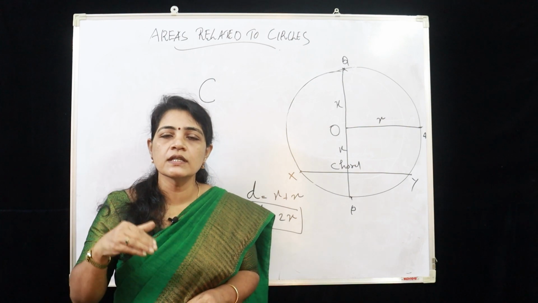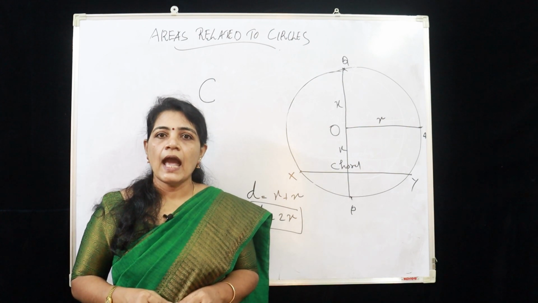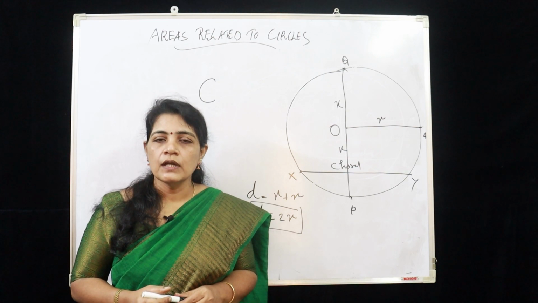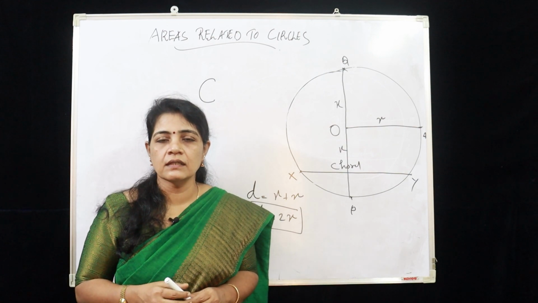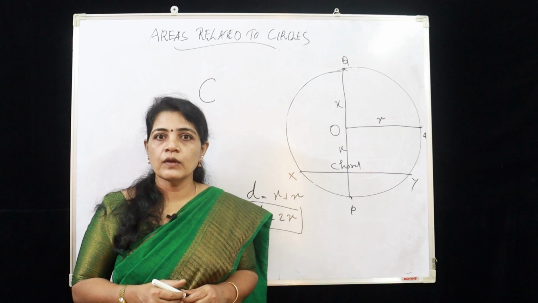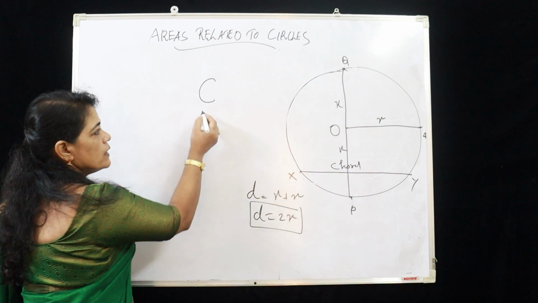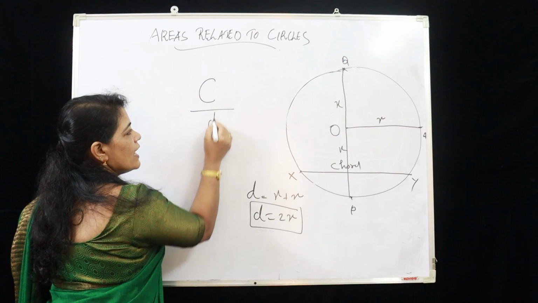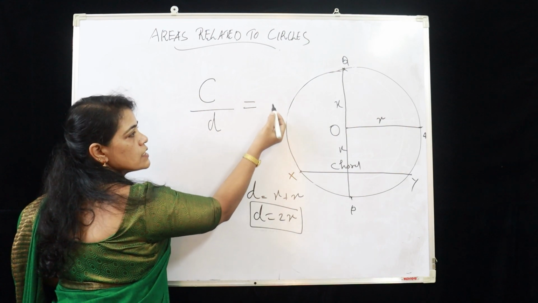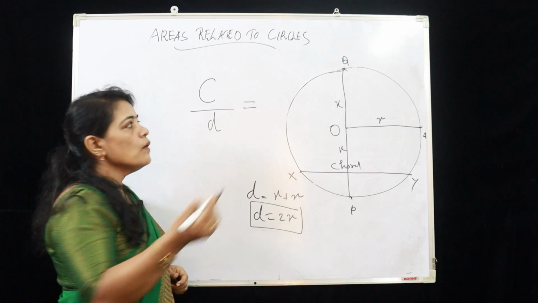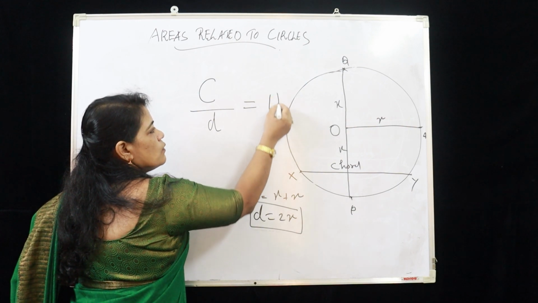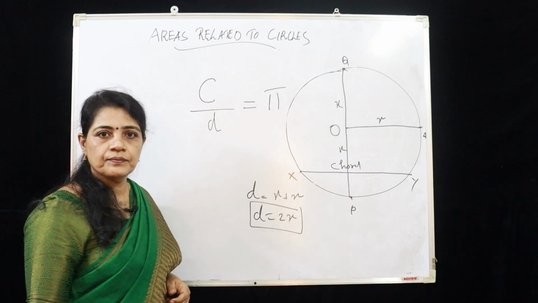that the ratio is a constant, and this constant value we are going to represent by the Greek letter pi. That is what I said. The ratio between the circumference and the diameter is always a constant for any circle with different diameters. So this is equal to pi.